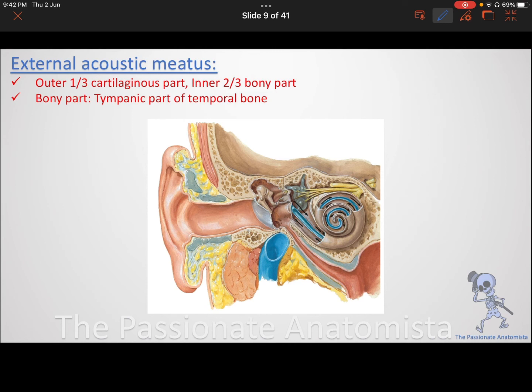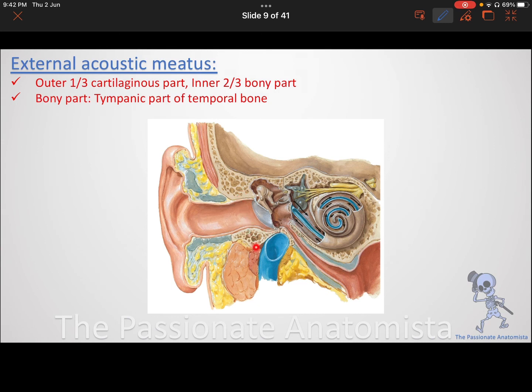Remember when I told you guys that everything here is related to the petrous part of the temporal bone, when it comes exactly to be more specific to the inner ear, where it is actually embedded inside, and the walls of the middle ear cavity, everything is related to the petrous part of the temporal bone.